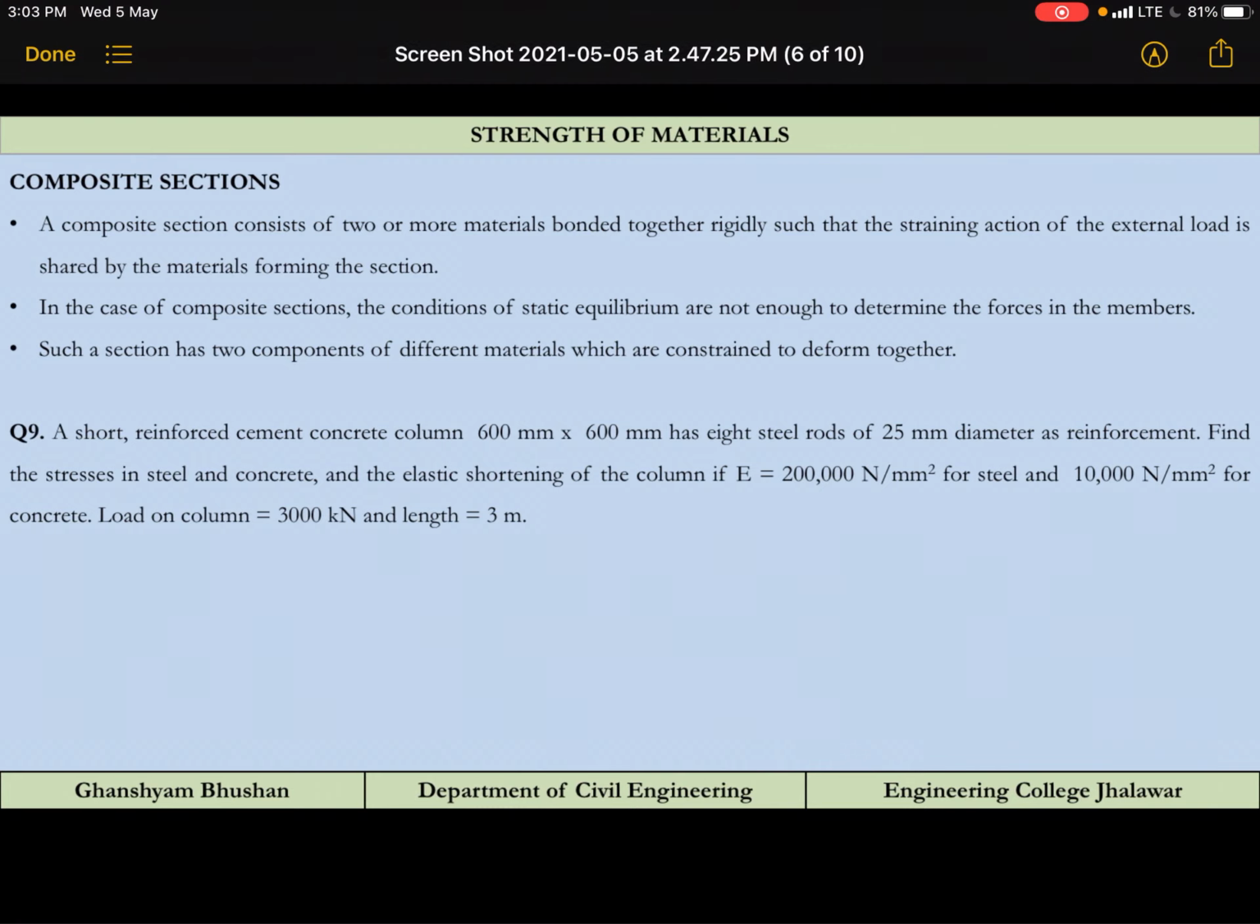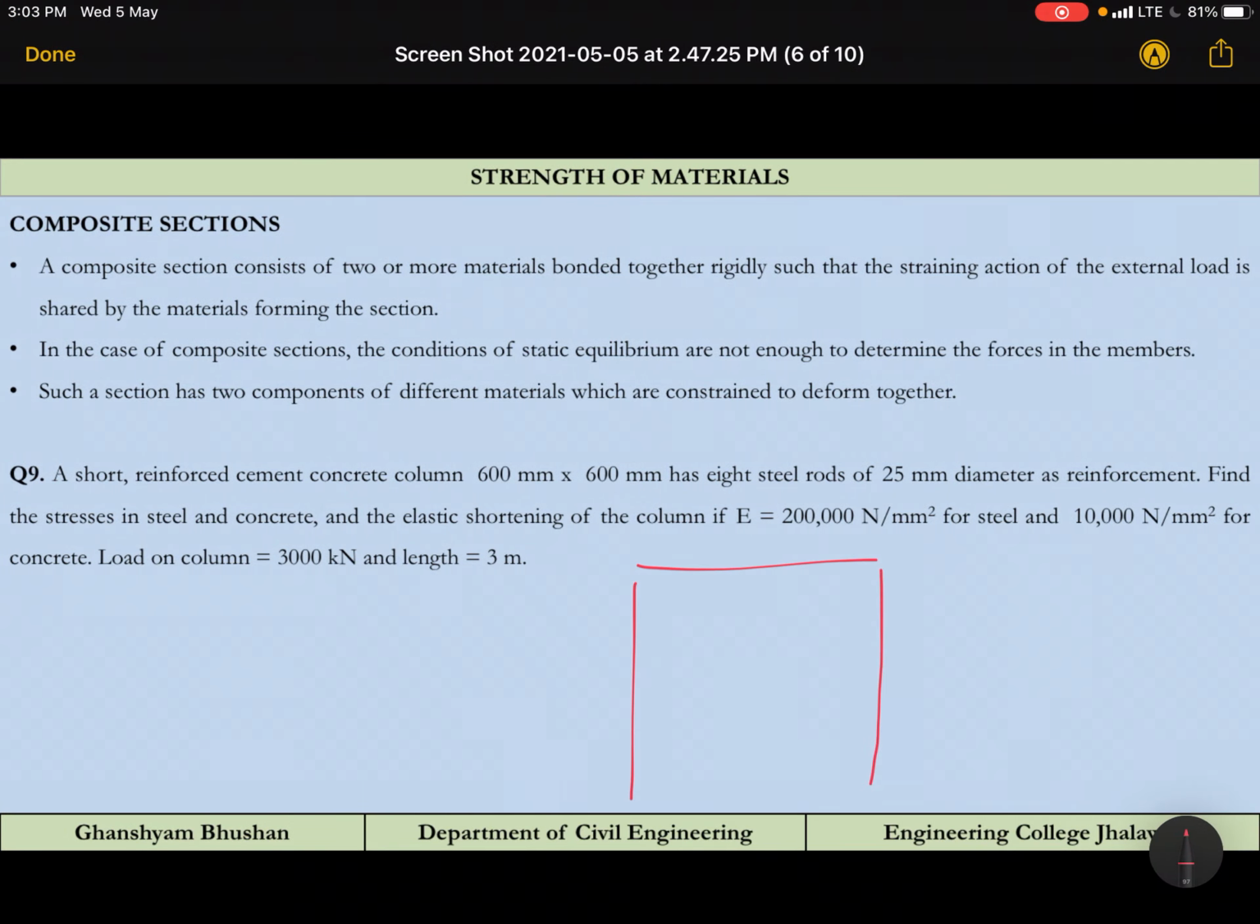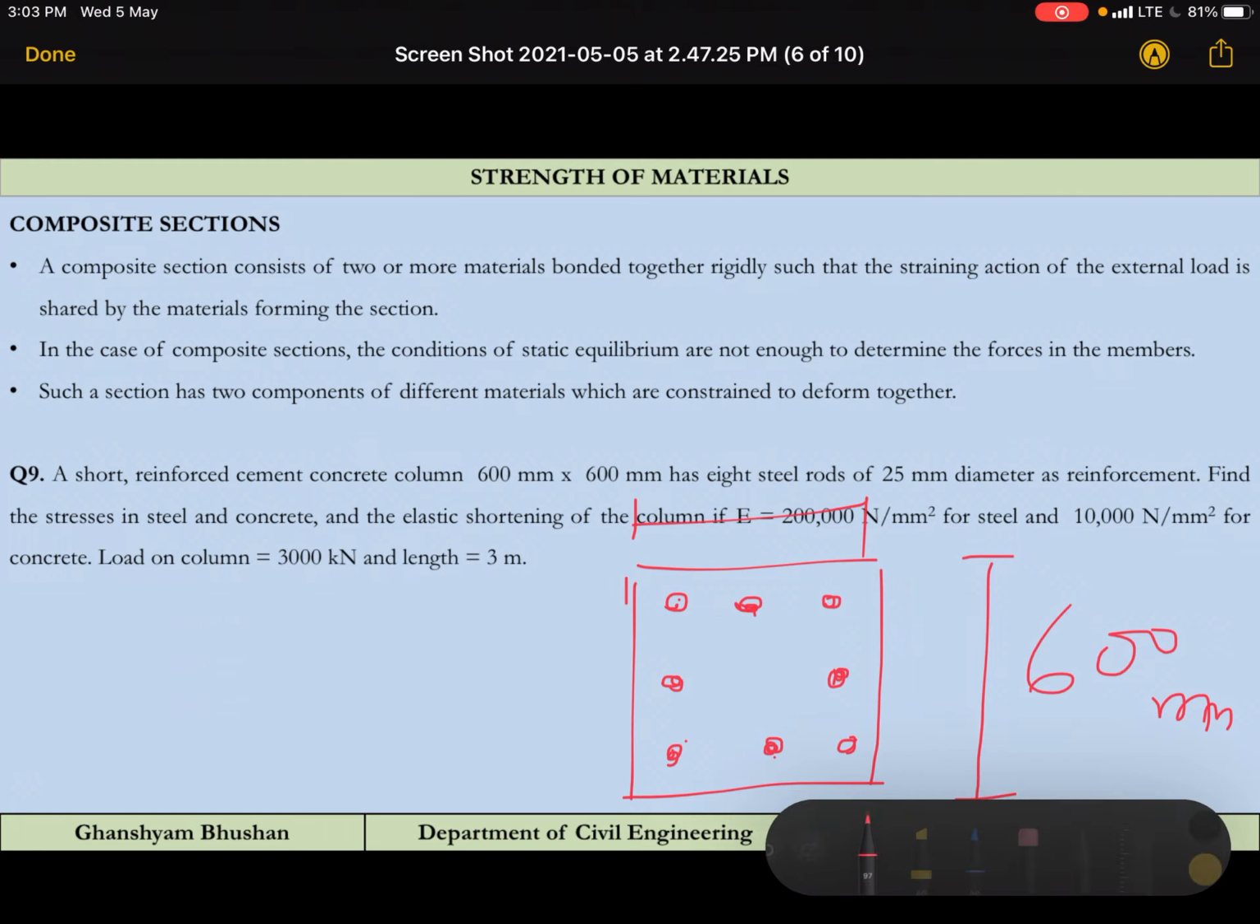So first try to understand how this will look. Let us say this is the column, 600 by 600. So here also it is 600 by 600. This is the positioning of your steel rods: 1, 2, 3, 4, 5, 6, 7, 8. Something like this it will look if you are cutting any section. Now let us try to solve this problem.